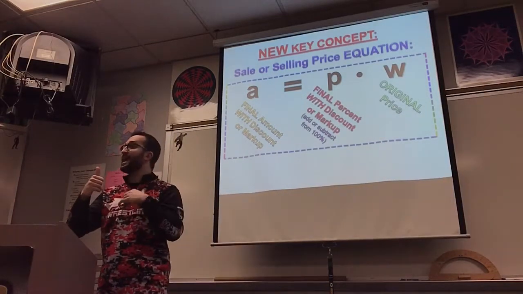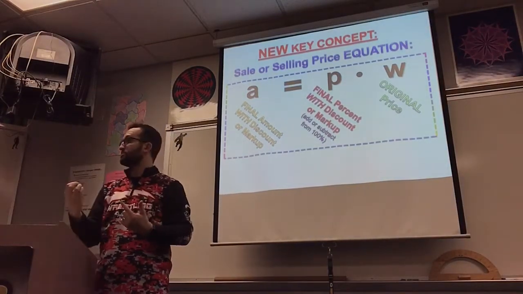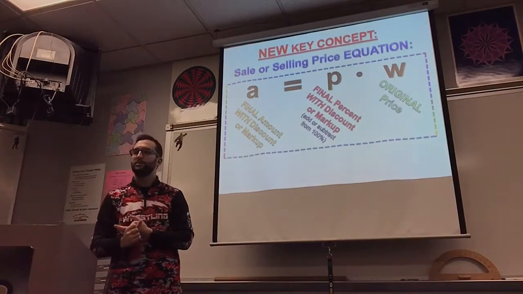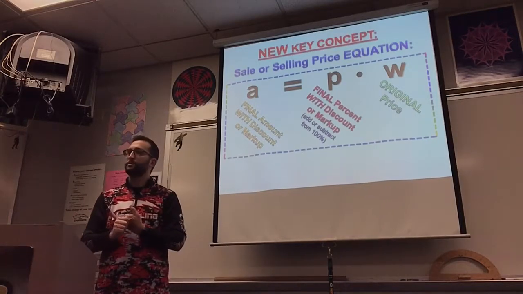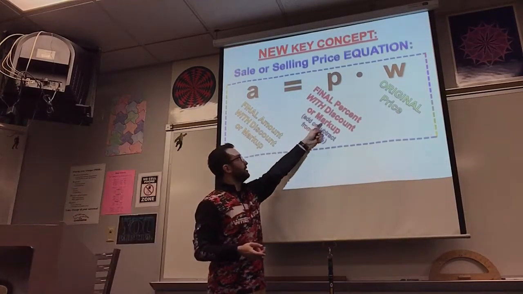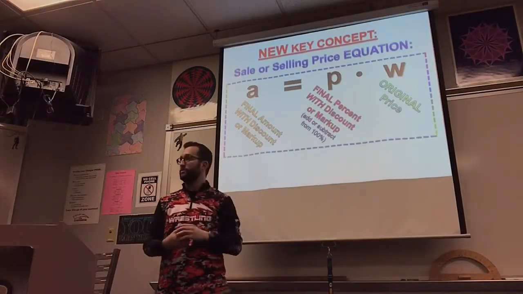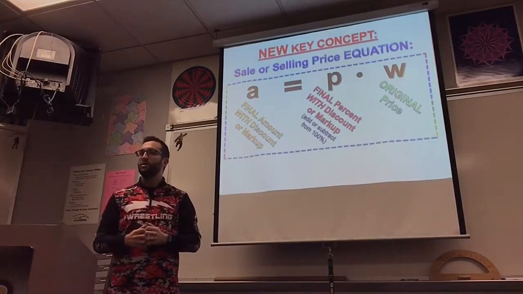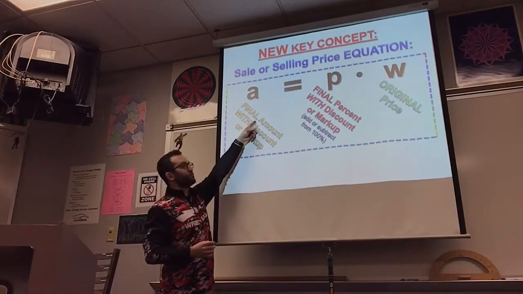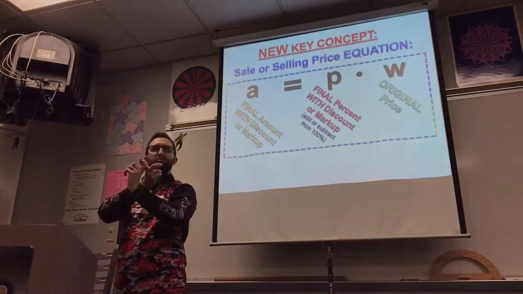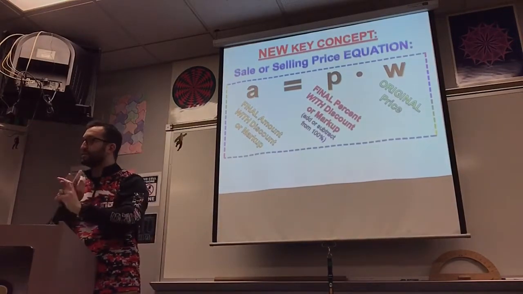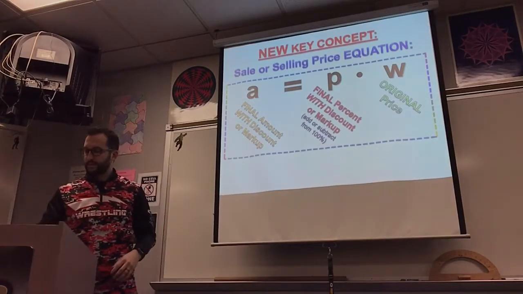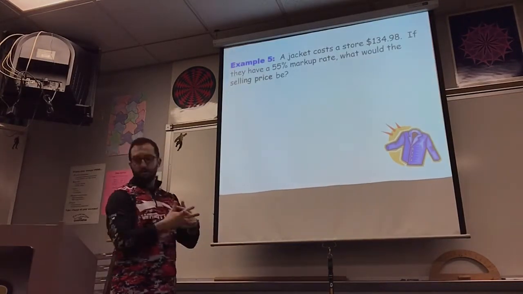Percent of increase, I would add to 100%. Percent of decrease, I would subtract from 100%. So in terms of markup and discount, which one's going to be adding to 100%? Markup or discount? Markup will be adding to 100%. Discount will be subtracting from 100%. And why would I want to find that? Well, if I want to go straight to the final price or the final amount, that would be called the selling price or the sale price. If I want to go straight to the selling price or sale price, this will be a faster way of doing it. So let's look at example 5.